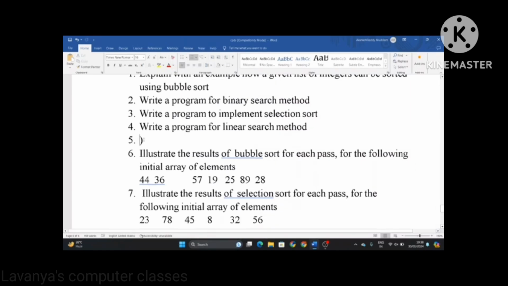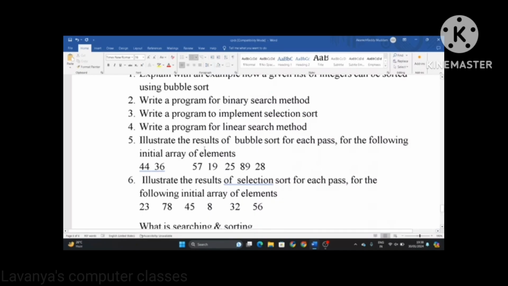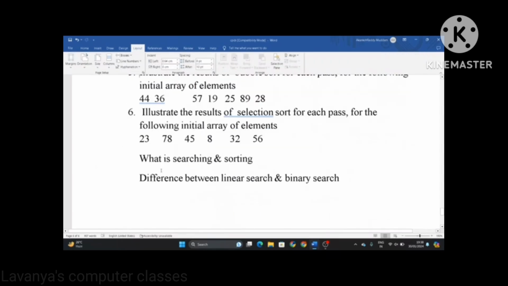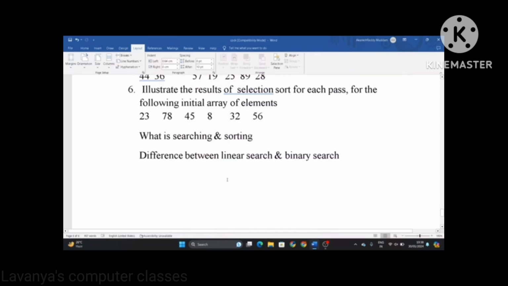Next, illustrate bubble sort algorithm with numerical examples. Illustrate the results of bubble sort for each pass for the following initial array of elements. Some numbers. That means if they are giving any numerical example for bubble sort. What is the bubble sort? How to arrange elements using bubble sort program. So selection sort is also the same thing. Next, here only what is searching and sorting. Difference between linear search and binary search.